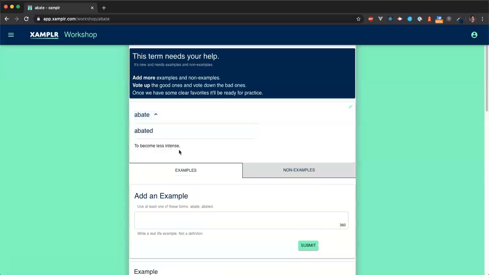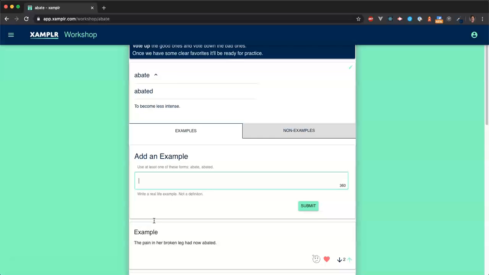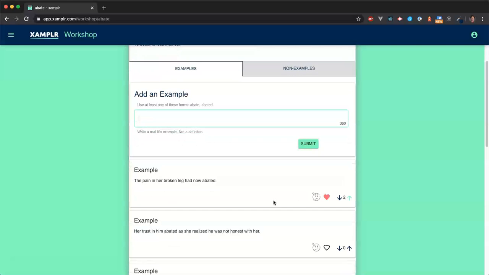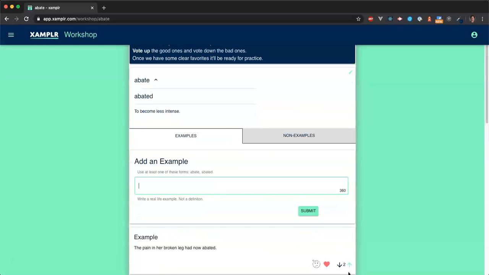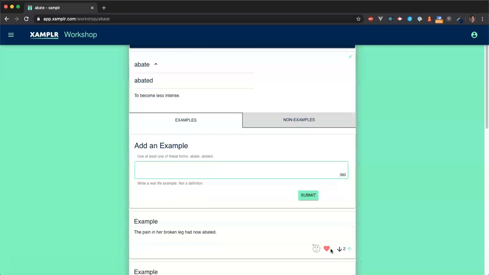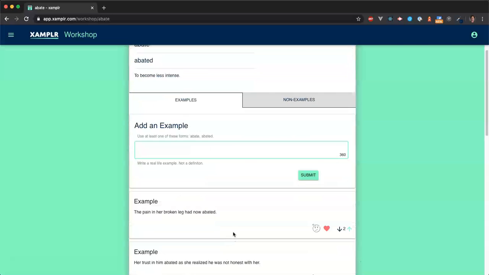Someone has recently added this, and it's your job to write some good examples and to look at the examples that other people wrote and to vote them up or vote them down. If they're a really good example, you want to vote it up. You might even want to favorite it. Favoriting it helps when we decide which ones will become the approved stock examples for this term. Favoriting also will make it show up on presentations if you're teaching with Xamplr.